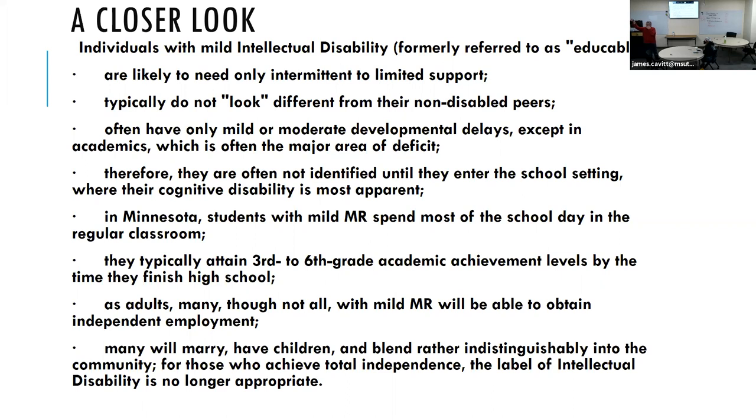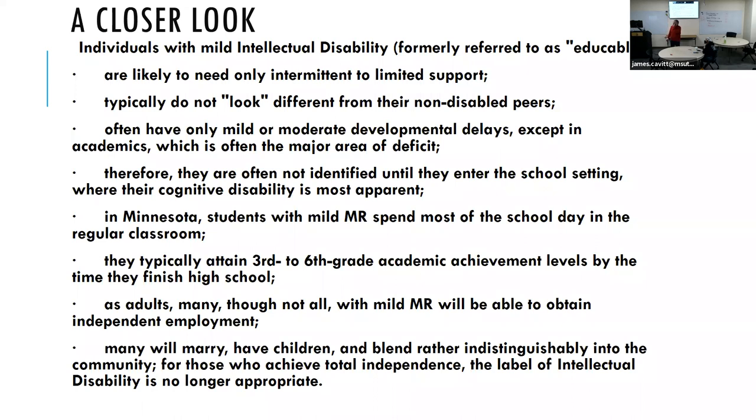Kids with mild intellectual disability tend to only need intermittent and limited support. They typically do not look different than their non-disabled peers. They often have only mild to moderate developmental delays, except in academics, where they might struggle a lot. Often they're not identified until they start school, because then they notice that they're not progressing as their peers would. And I thought I took all the IMR references out. I didn't.